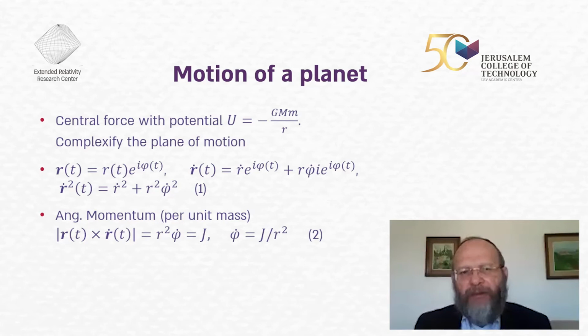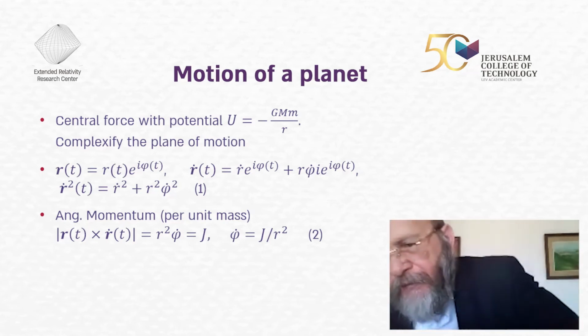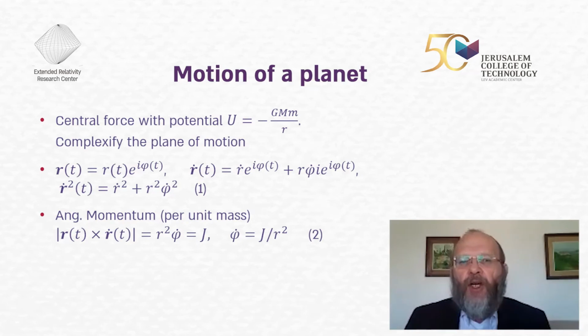And this with the second term is perpendicular. The cross product of two perpendicular vectors is the product of their sizes. This has the size r of t, this has r of t also, and phi dot. We have r squared phi dot, and that's equal to what's called J. That's how they denote the angular momentum per unit mass. So we got a nice formula for phi dot: phi dot equals J over r squared. That's the second formula that we will need later.